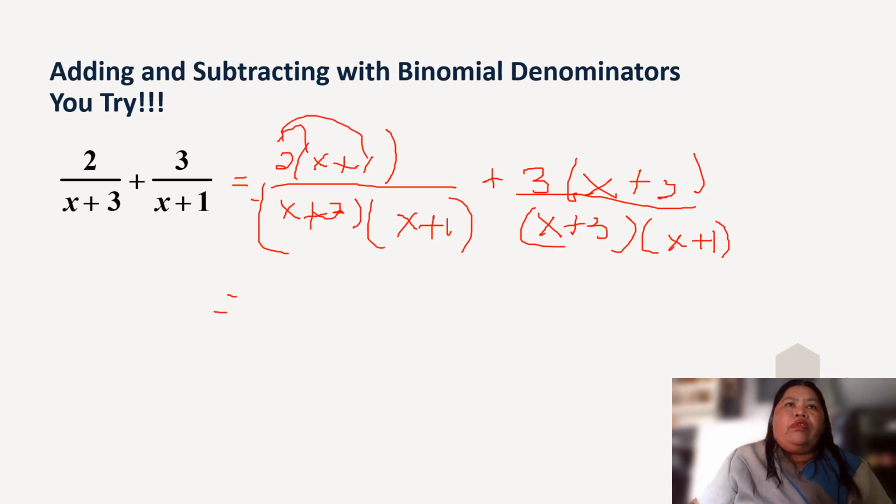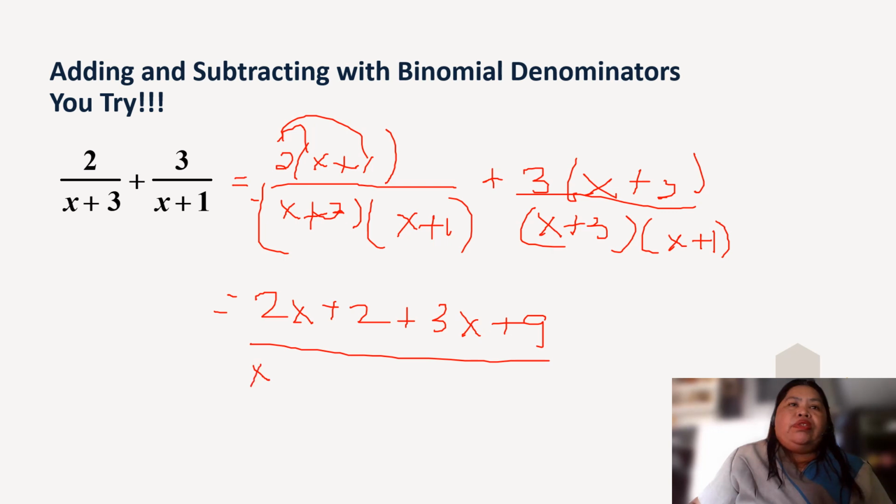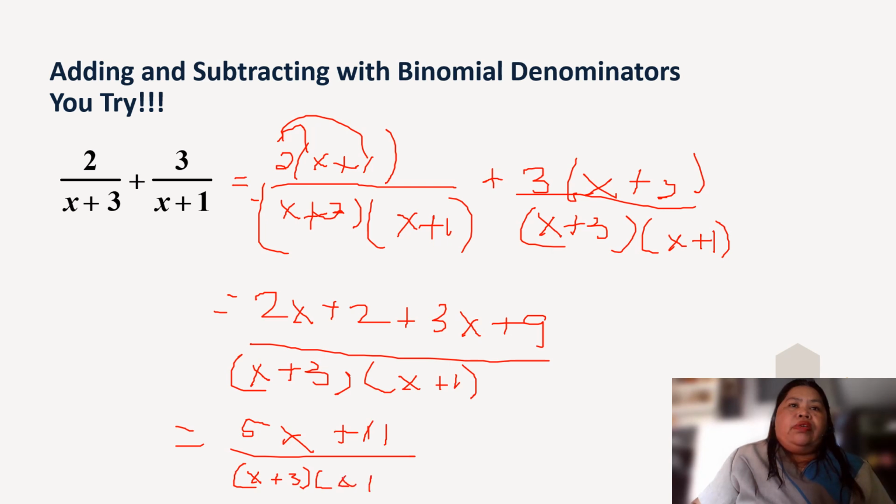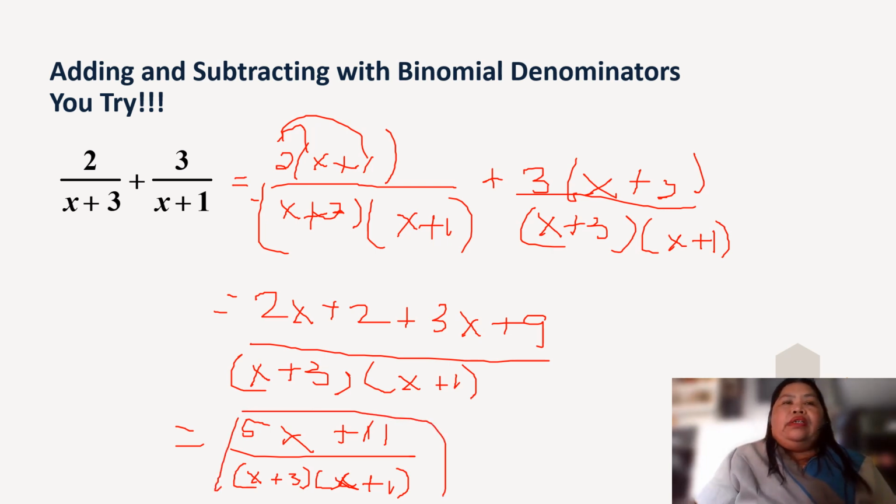Then do the distributive property. So we have 2x plus 2 plus 3x plus 3 plus 9. Copy the common denominator, which is x plus 3 and x plus 1. So we have 2x plus 3x is equal to 5x. Then 2 plus 3 plus 9 is equal to 14. So we have over x plus 3, then x plus 1. Okay. Next.